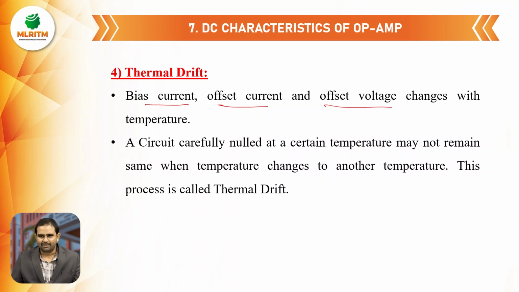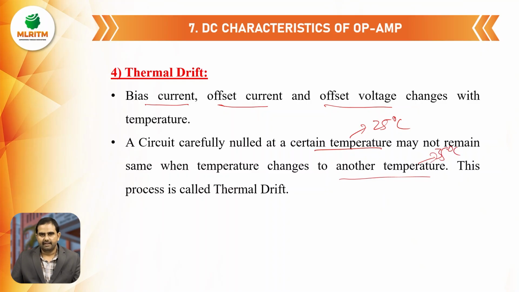So I hope you understood. Next, I will clearly explain a circuit carefully nulled, that is, with the offset values made 0. Nulled means we have made the offset values 0 at a certain temperature. Let us assume that certain temperature is 25 degrees centigrade. So at 25 degrees centigrade, we have made all the offset values zero. Suddenly what will happen? The temperature changes, which means it may increase or decrease. Here we will consider that the temperature suddenly changes to some 35 degrees centigrade.